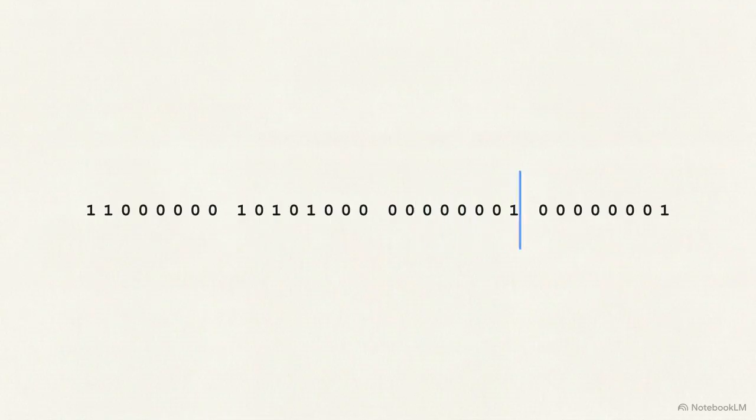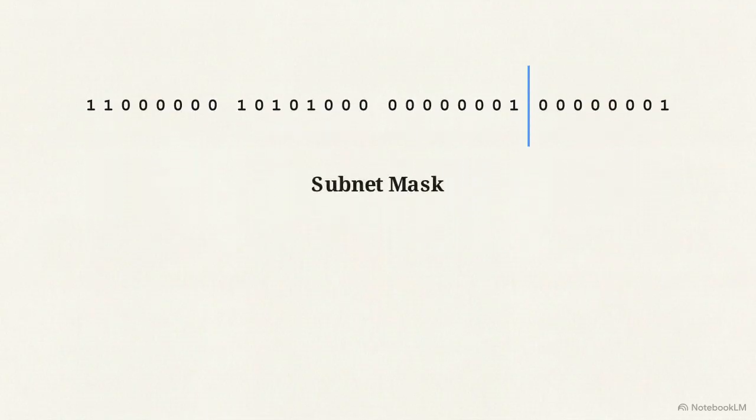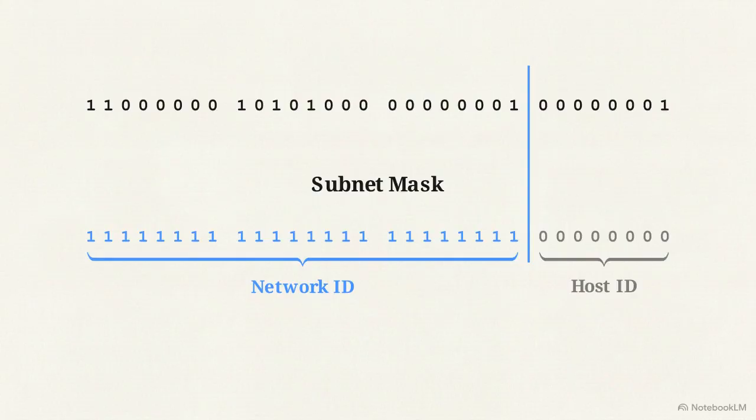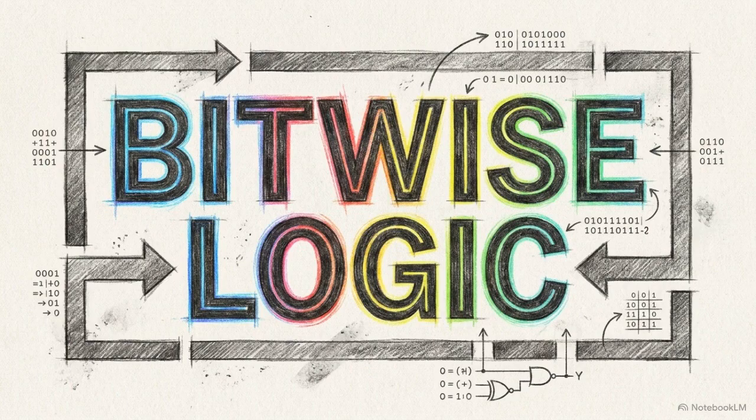To determine exactly where the network identifier ends and the individual host identifier begins, devices use a Subnet Mask. This is a second 32-bit filter made entirely of contiguous ones followed by contiguous zeros. Hardware processes this filter using a bitwise Boolean AND operation. The logic is absolute. If both the IP address bit and the corresponding subnet mask bit are 1, the resulting output is 1. Any other combination outputs a 0.